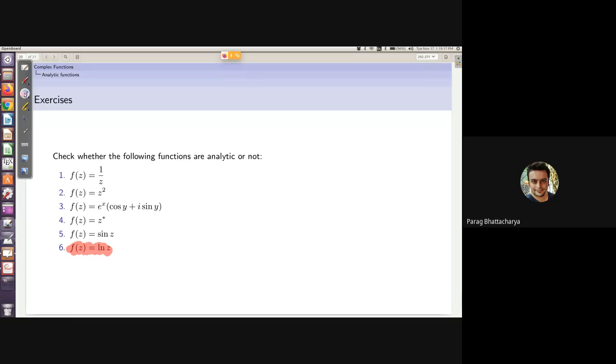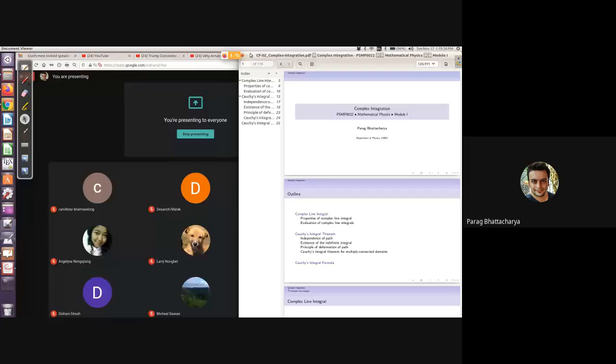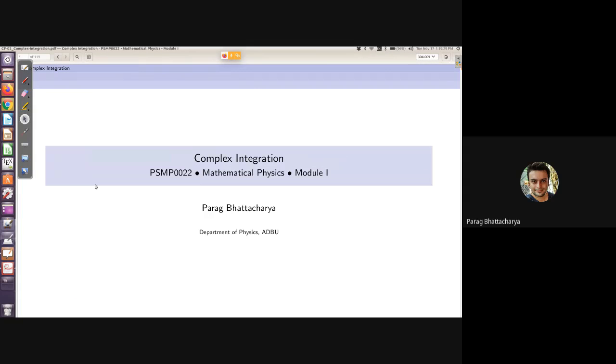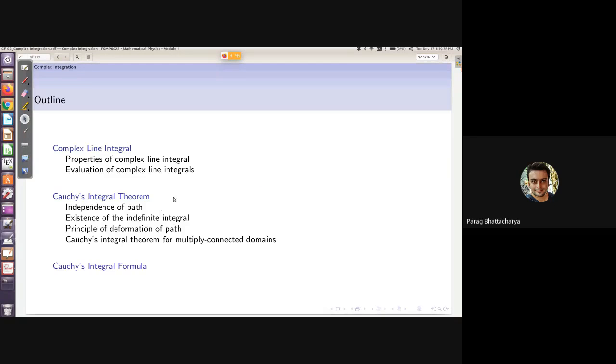Okay, so that's about this one. Now we'll proceed to the next lesson, which is on complex integration. So these are what we will discuss. We will discuss first the complex line integral. What is a complex line integral? Okay, and what are their properties and how to evaluate complex line integrals.